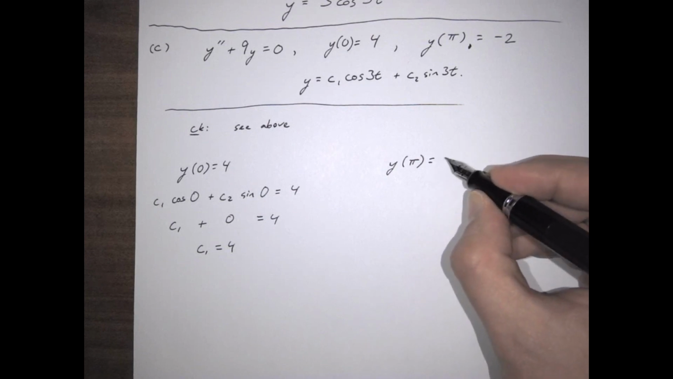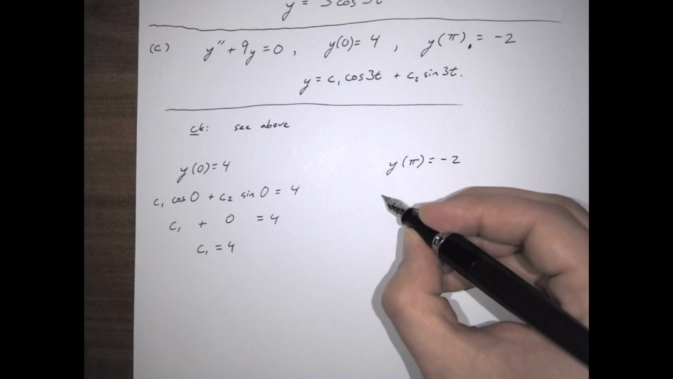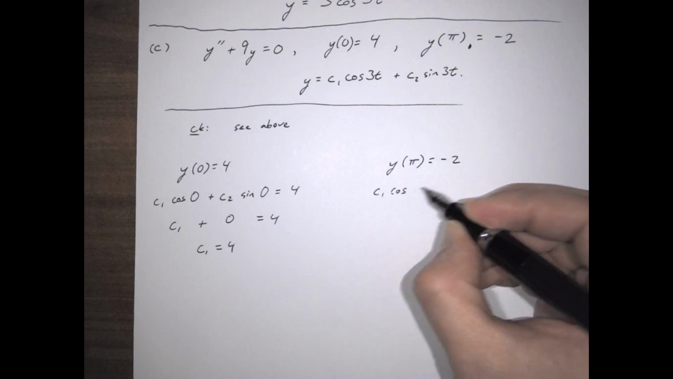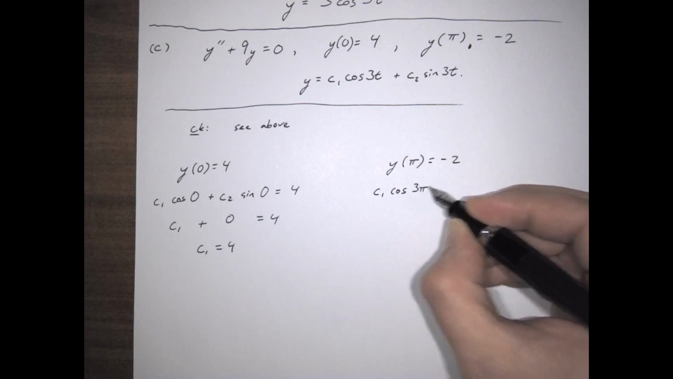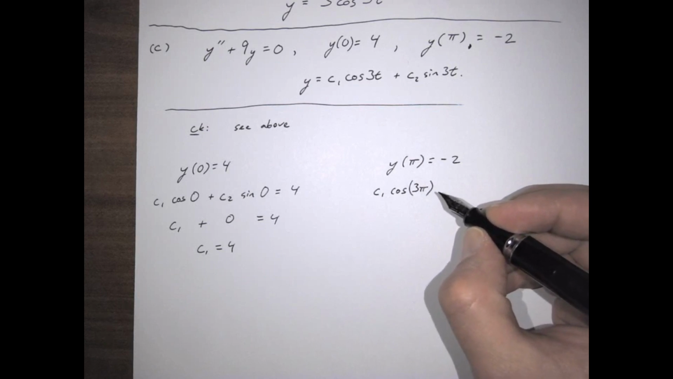Okay, so y of pi equals -2. So once again, let's think about this. We've got c1 cosine of, now be careful here, this is not going to be pi, but it's going to be 3 pi. So it's cosine of 3 pi.